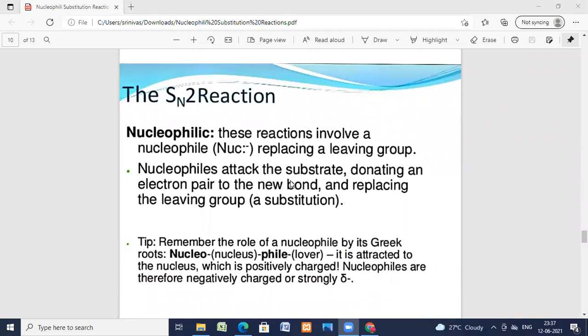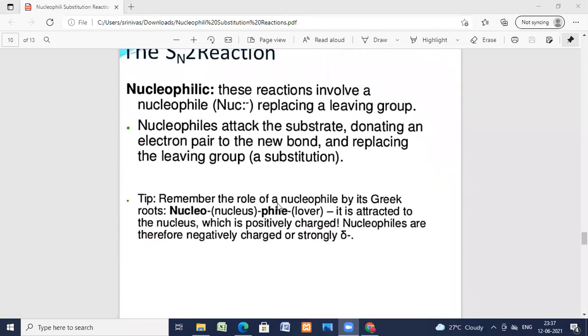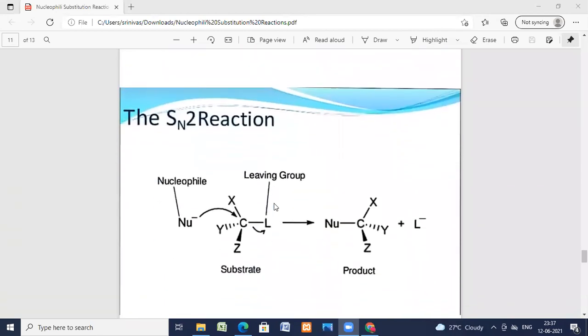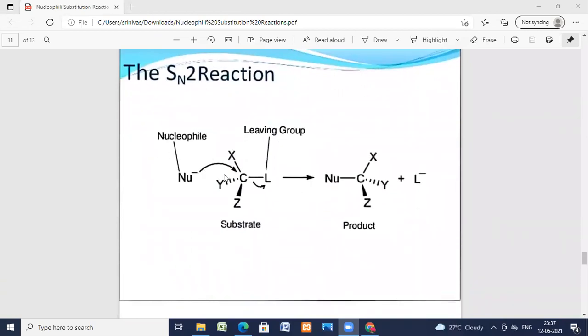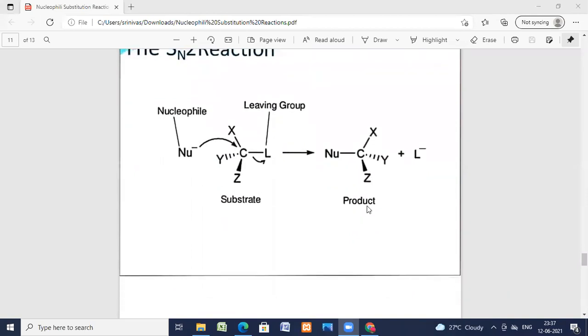In SN2 reactions, the nucleophile attacks the substrate, donating the electron pair to the new bond and replaces the leaving group. That is the substitution. See, SN2, how it's taking place. This is the leaving group and the nucleophile. This is the substrate. Thereby, the nucleophile attacks from the backside, giving the inversion of the configuration.